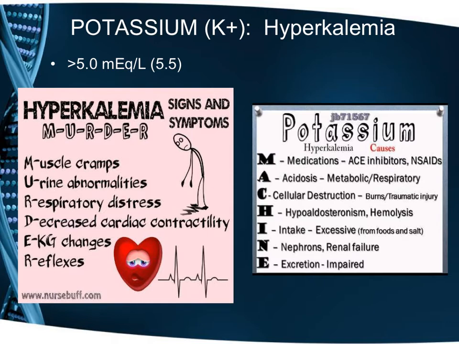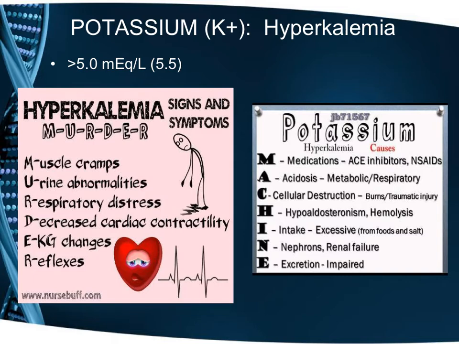Blood transfusions and certain medications can also lead to hyperkalemia, such as beta blockers, potassium-sparing diuretics, ACE inhibitors, and chemotherapy. Potassium can leave cells when the cells have been injured by burns, trauma, crush injuries, and chemotherapy. So all of these situations put the patient at risk for hyperkalemia.